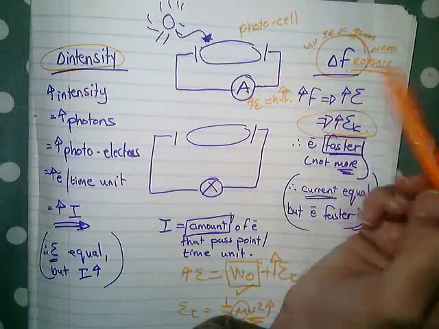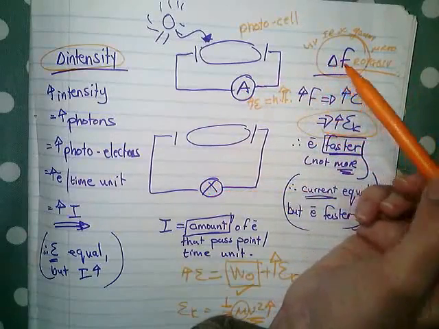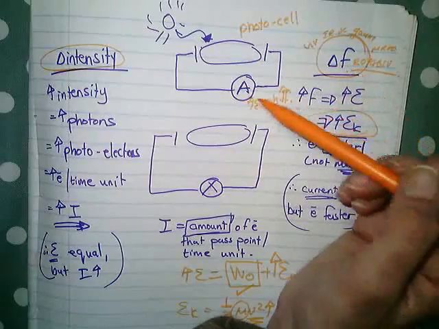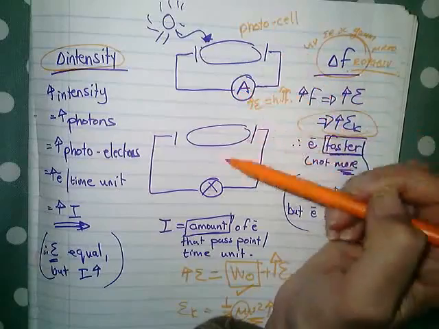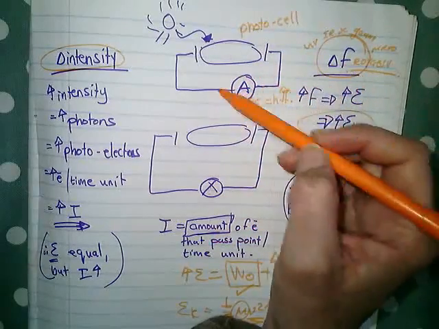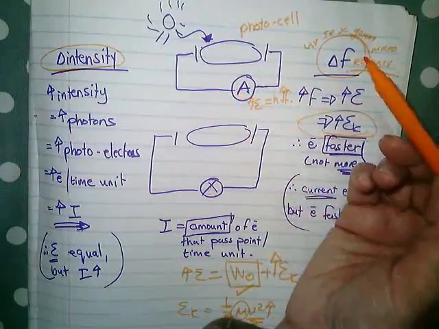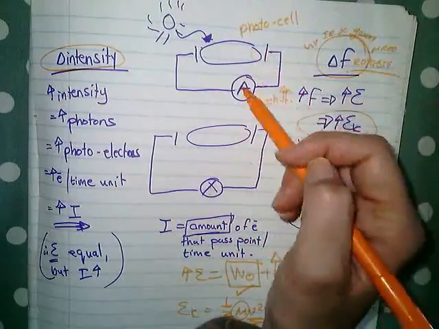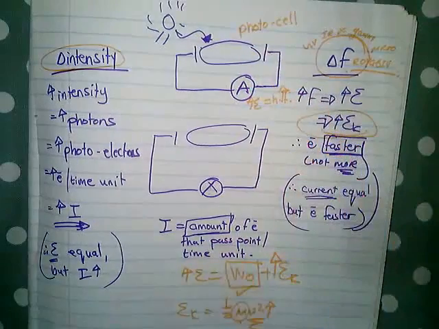Or if we have a higher frequency, the current will still measure the same, the light bulb will still measure the same, but the electrons will just move past this point faster. But the same amount will pass in a certain time. There will just be more pauses in between.